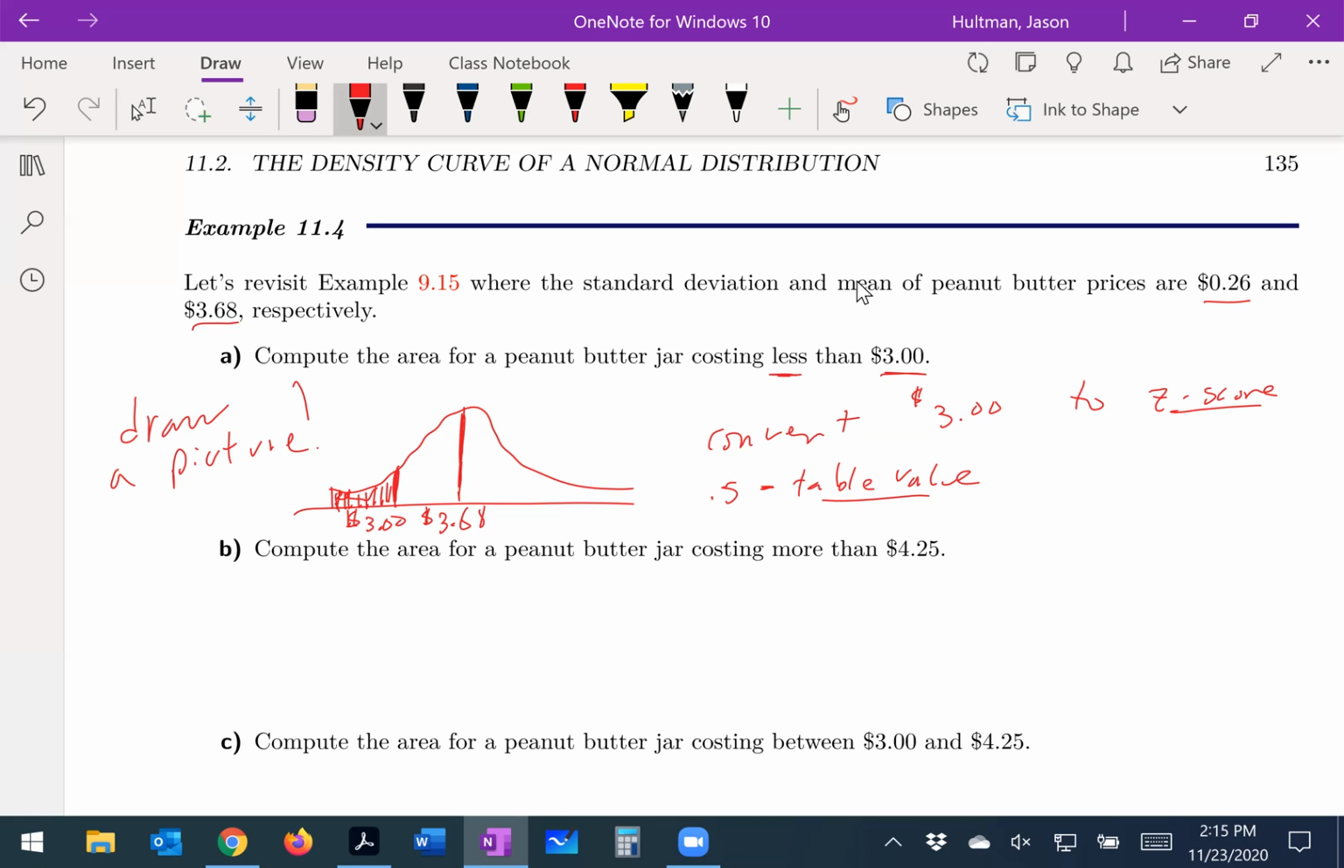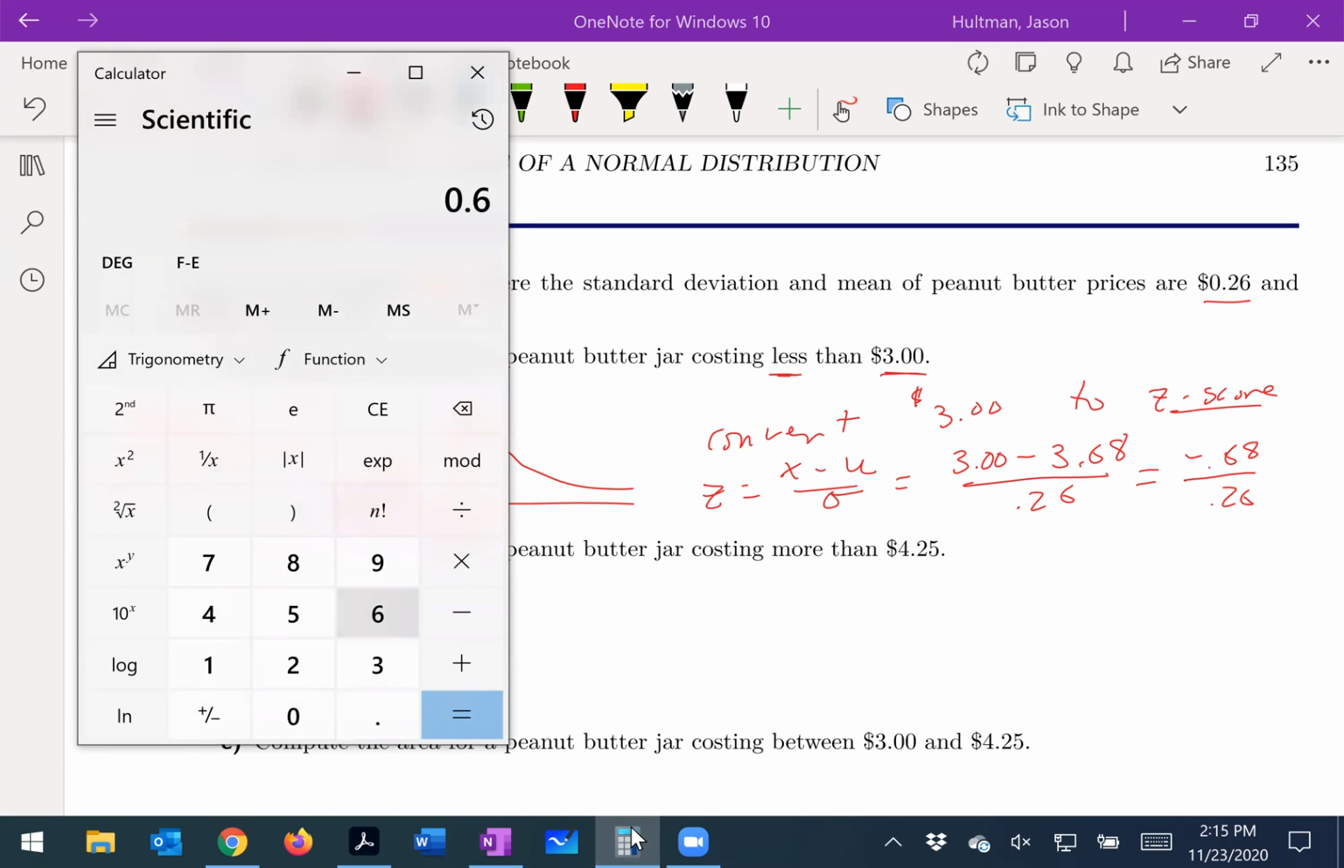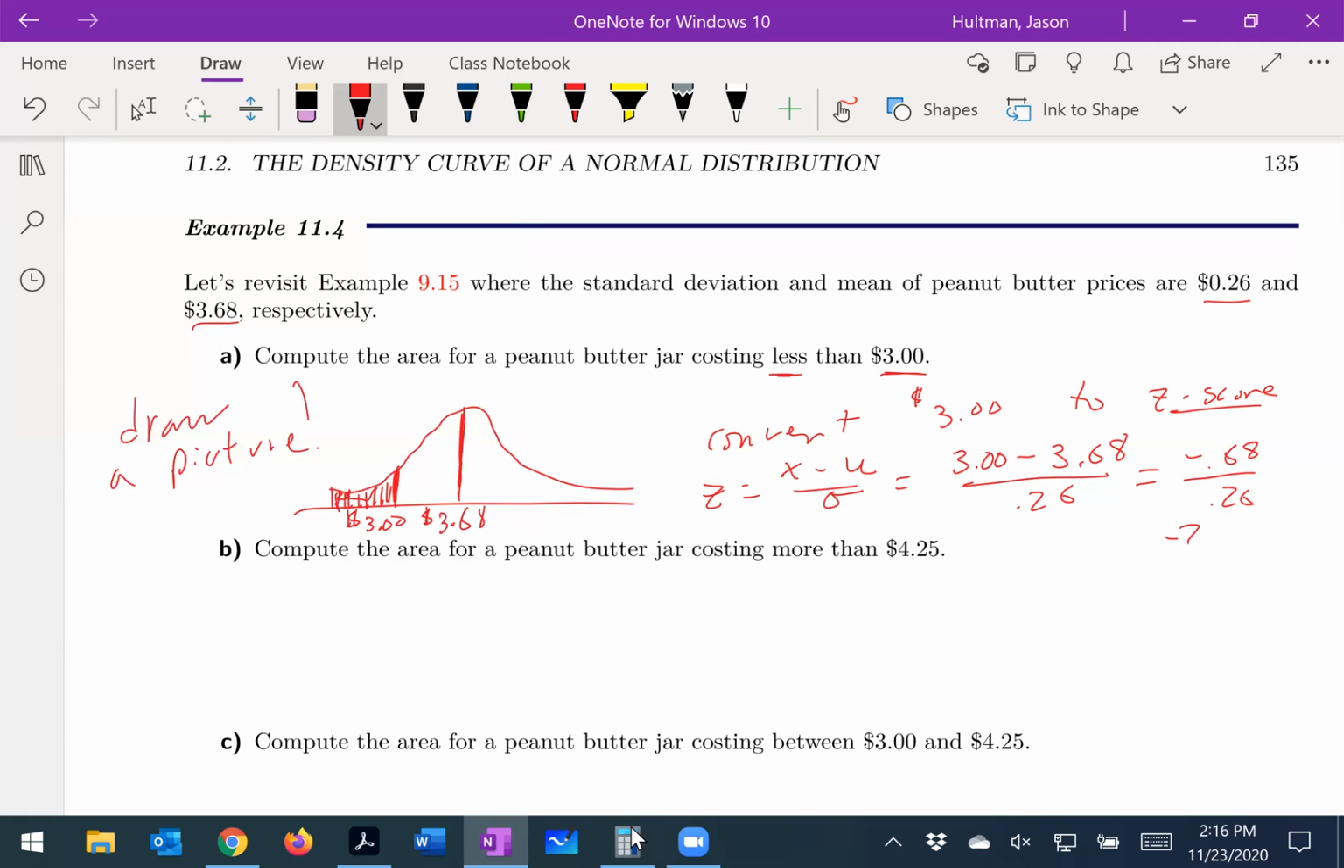So what's the z-score going to be for this? Z equals x minus mu over sigma. So this is $3 minus 3.68 over 0.26. This is going to be negative 0.68 over 0.26. What does that become? Negative 0.68 divided by 0.26 is 2.615. So this is negative 2.615. That's the z-score. So now I'm going to look this up in my table.